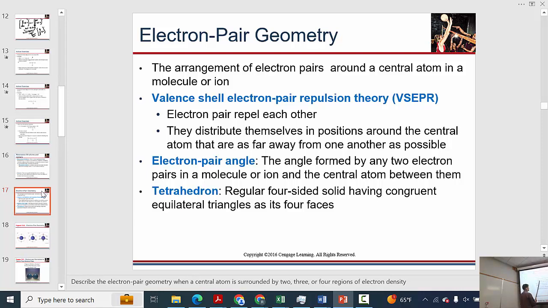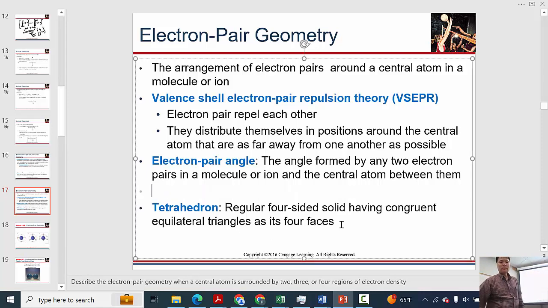So they want to separate from each other as far apart as possible. They distribute themselves in positions around the central atom that are as far away from one another as possible. And this is going to result in an electron group angle: the angle formed by any group of electrons in a molecule or ion and the central atom between them. This is just one example, tetrahedron. This slide is out of place too. I think they didn't want to make a whole new slide for that, so they just put it there.